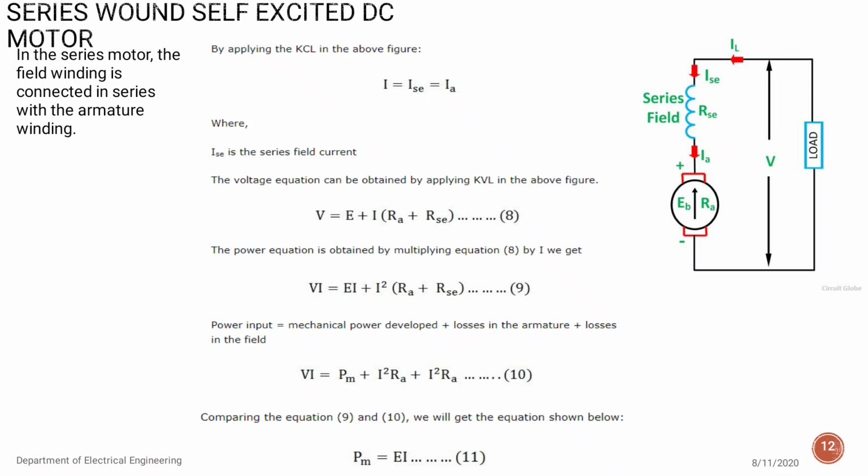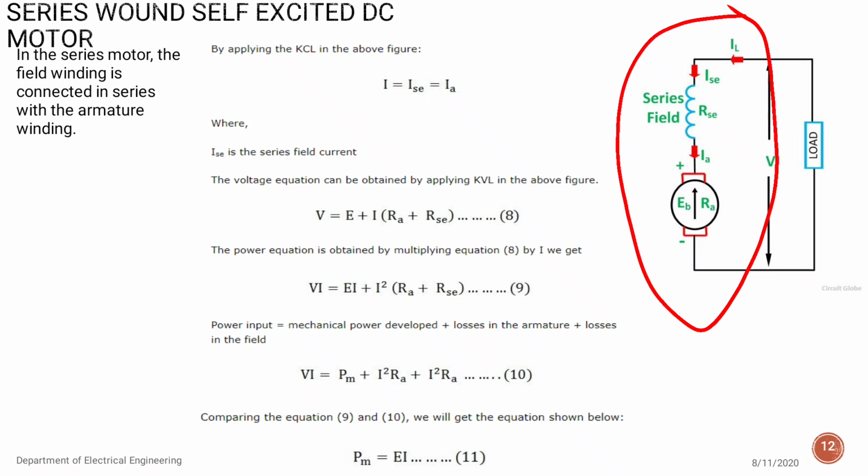Okay, so the next type is series wound. Already we have seen separately excited, then shunt field self excited. Now we are going for the series wound self excited. The only change is in the connection of field and armature. The difference is that in shunt winding both are parallel to each other, but in this case the field winding as well as the armature winding are in series with each other. So see here, you can see both are in series.